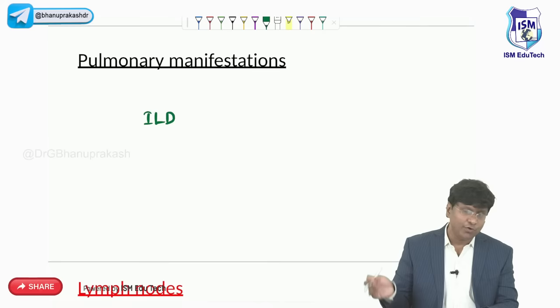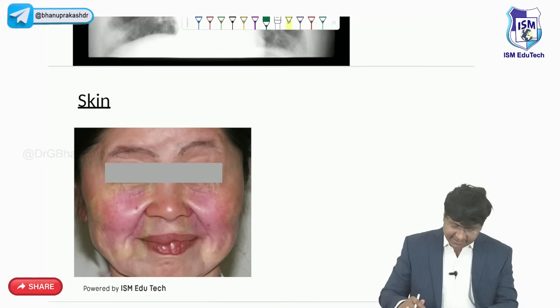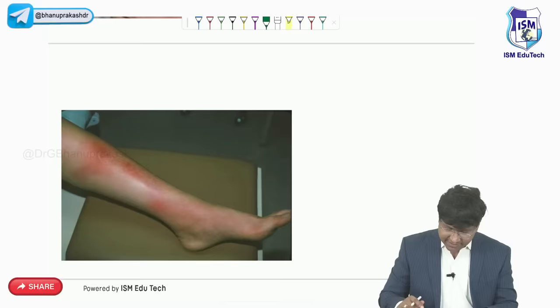Followed by the lung, the next most common organ affected in sarcoidosis is lymph nodes. Bilateral hilar lymphadenopathy is characteristic of sarcoidosis. And the skin manifestation is very, very important. Can anyone tell me what is the skin manifestation? This is called lupus pernio. And apart from this, another important skin manifestation is erythema nodosum.